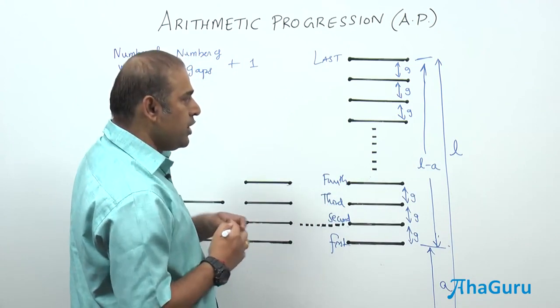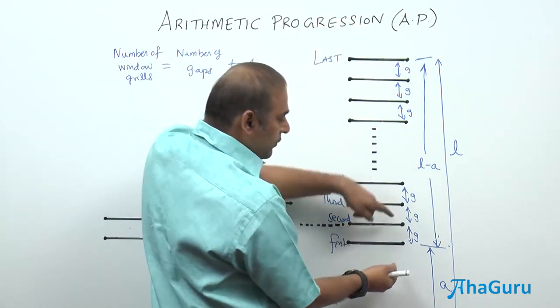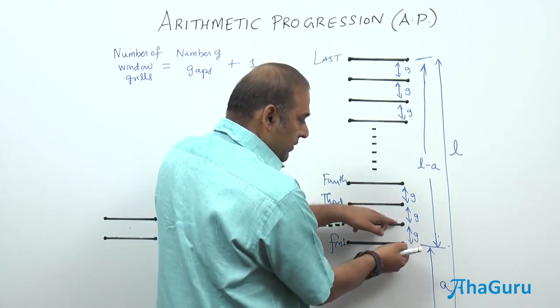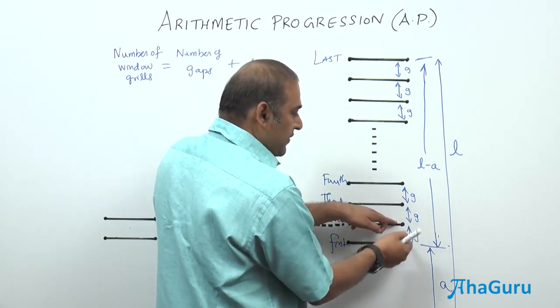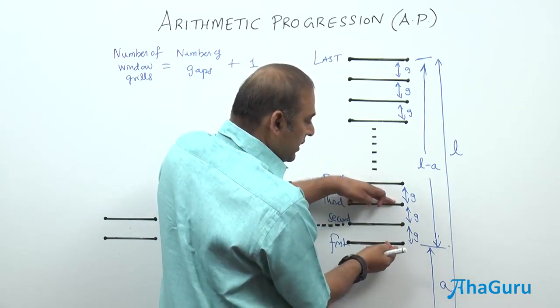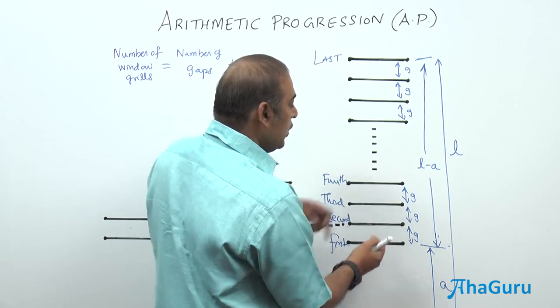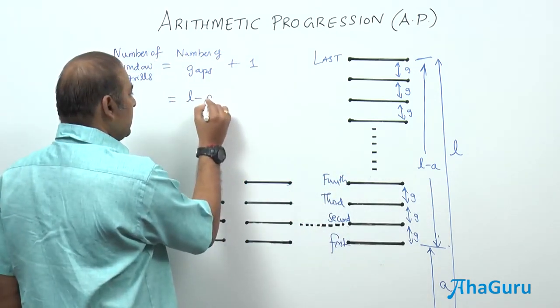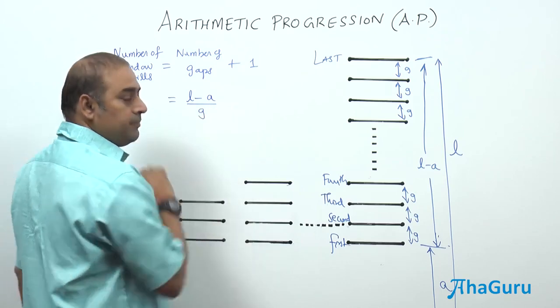L minus A is going to give you this. So for example, if you subtract this from this, that gives you 1G, right? But we want the number of gaps, which means you have to divide by G. So if you subtract from here to here, you get 2G. If you divide by G, you get 2. So to get the number of gaps, what you must do is (L minus A) by G, right?